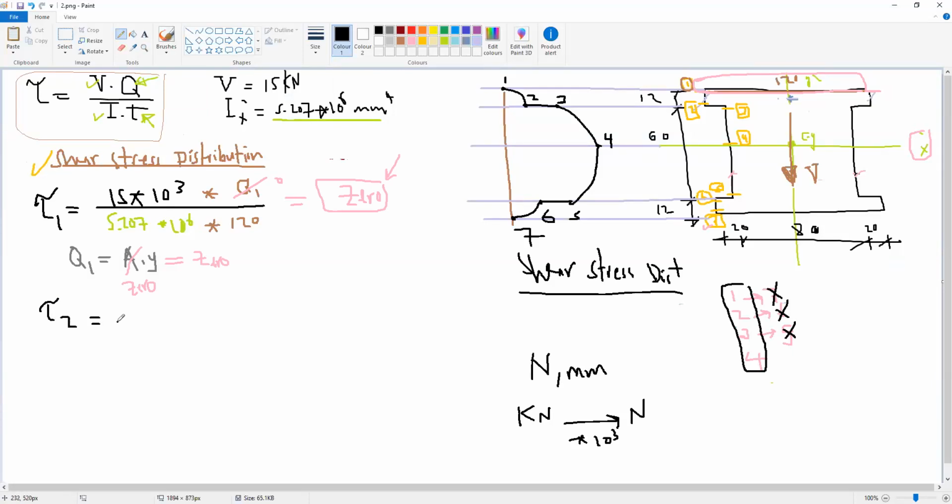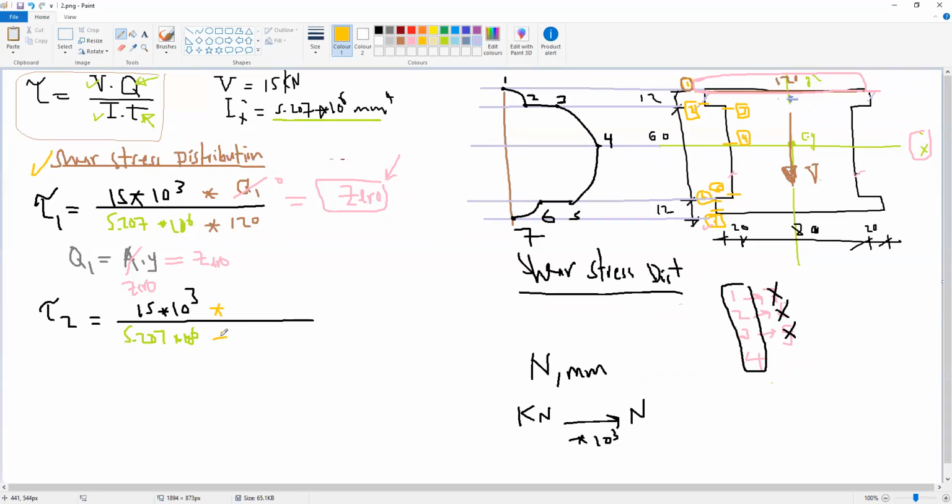Tau 2 is similar formula, 15, because 15 is the applied load, like constant for the whole section. So 15 multiplied by 10 to the power 3. This is the applied force or the applied shear force. The inertia also for the whole section is similar. So 5.207 multiplied by 10 to the power 6.